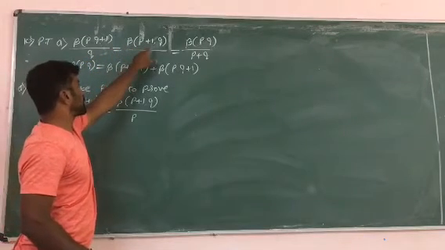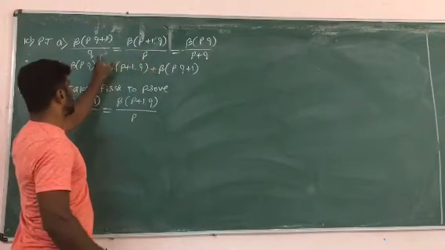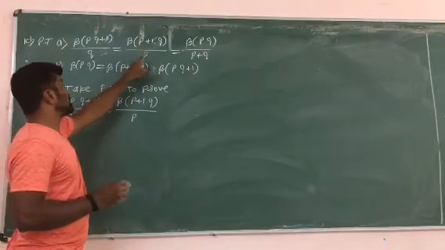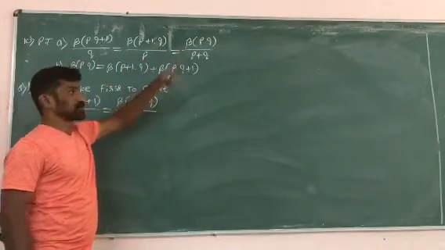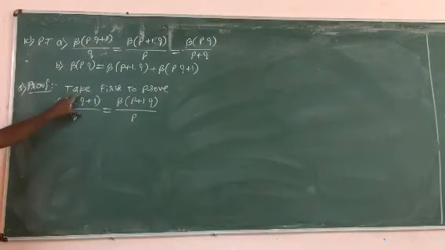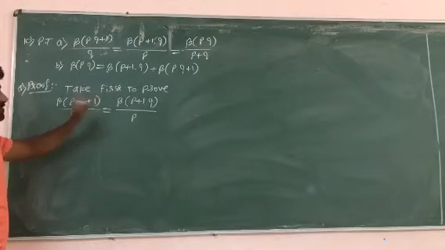Beta of p plus 1 comma q divided by t, we have to prove. First prove this equal to this, then prove this equal to this. So automatically this equal to this proof will be an automatic result. So first take a proof. First you have to prove a proof.